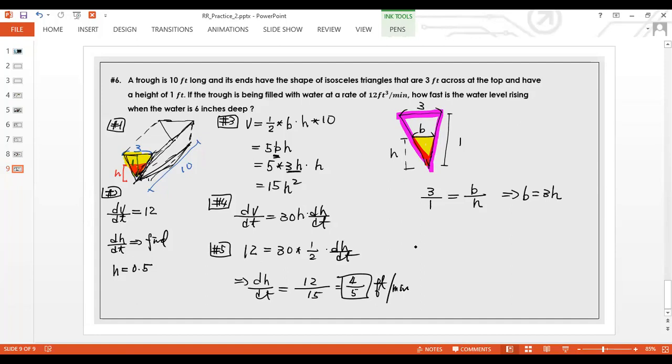This one is similar in difficulty to the conic tank problem, so the idea is very similar. You want to use similar triangles to find the extra variables which the problem did not tell you.